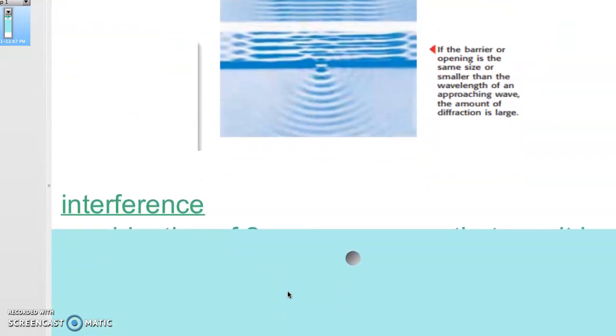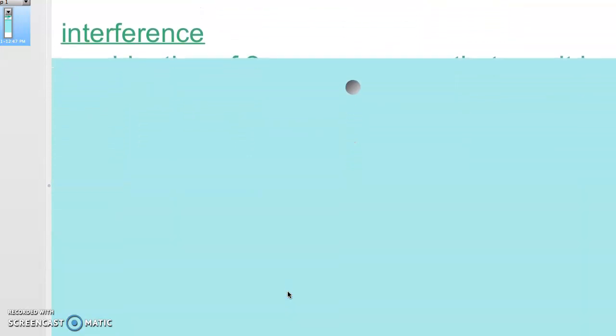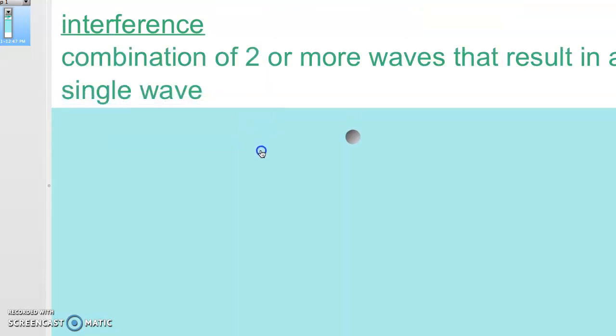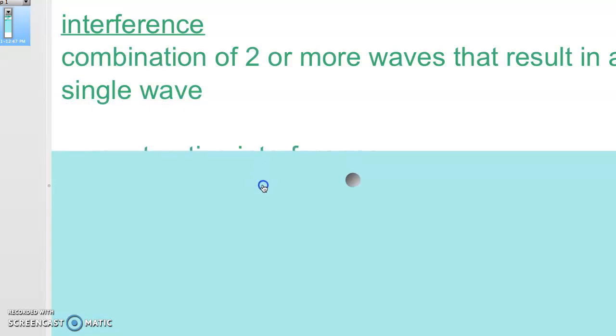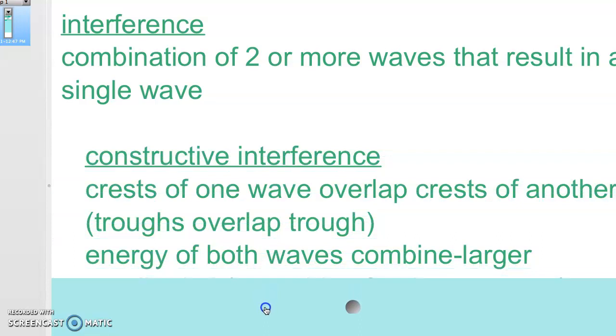Then we have what's called interference. Now, we talk about interference like if you accidentally tune into two radio stations, or you can kind of hear both of them coming in at once. That's a typical example. But also like with instruments too. So we have two or more waves that result in a single wave if they combine and they overlap evenly. So we call that constructive interference. So think about troughs overlapping over troughs, or crests overlapping crests.